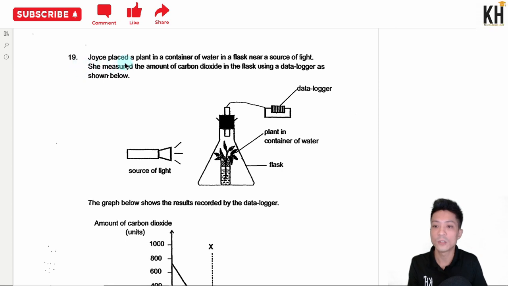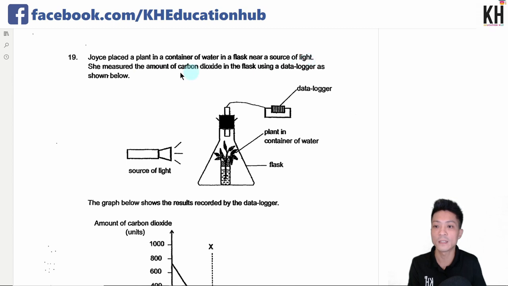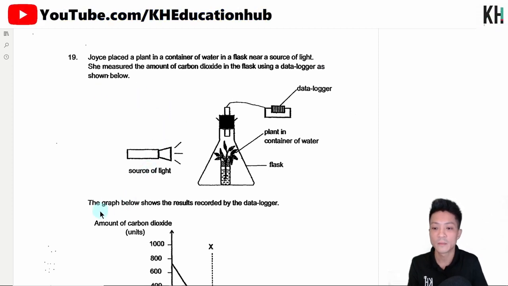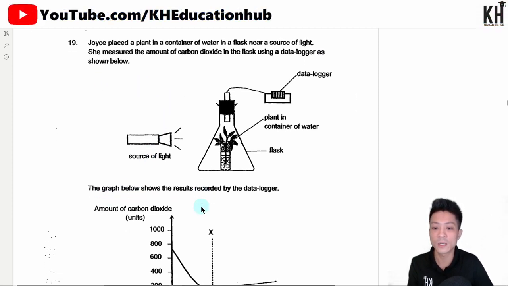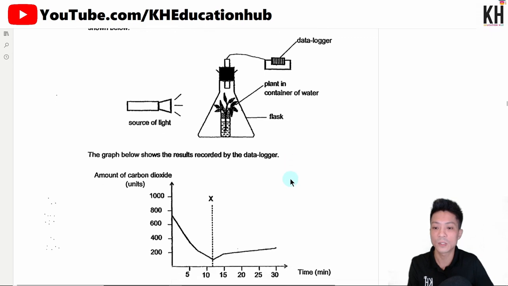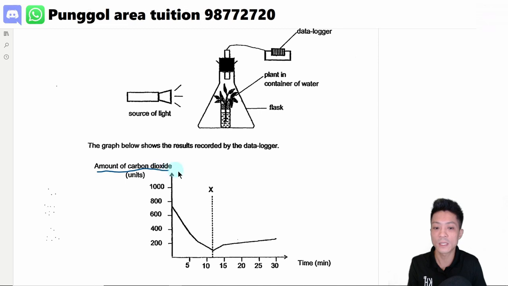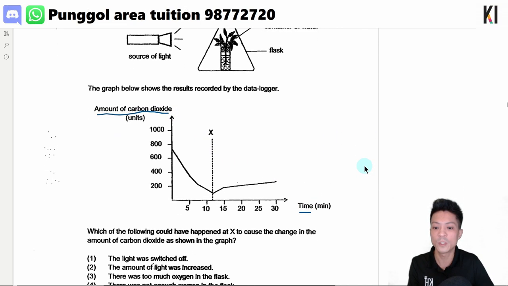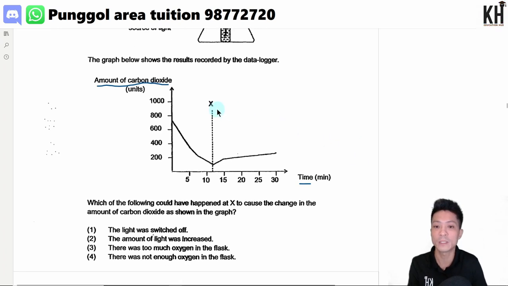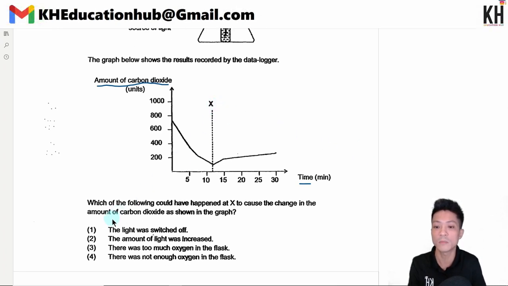Question 19. Joyce placed a plant in a container of water in a flask near a source of light. Okay, she measured the amount of carbon dioxide in the flask using a data logger as shown below. The graph below shows the results recorded by the data logger. So this graph shows the amount of carbon dioxide and time. Okay, so which of the following could have happened at X to cause the change in the amount of carbon dioxide as shown in the graph?